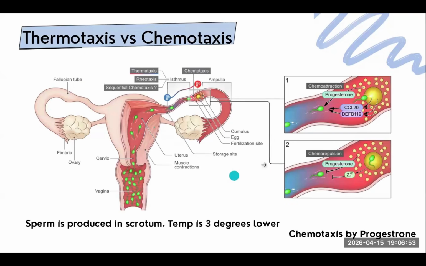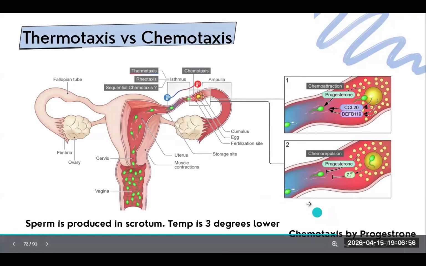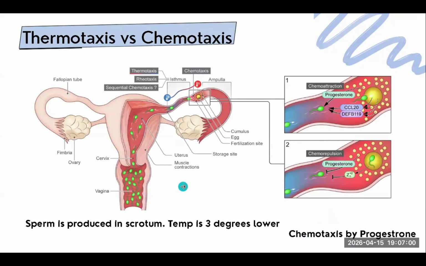Now let's talk about thermotaxis versus chemotaxis. Thermotaxis is basically the sperm using temperature to search for the egg. Chemotaxis is the sperm using chemicals, and the chemical it uses is progesterone, to find the egg.